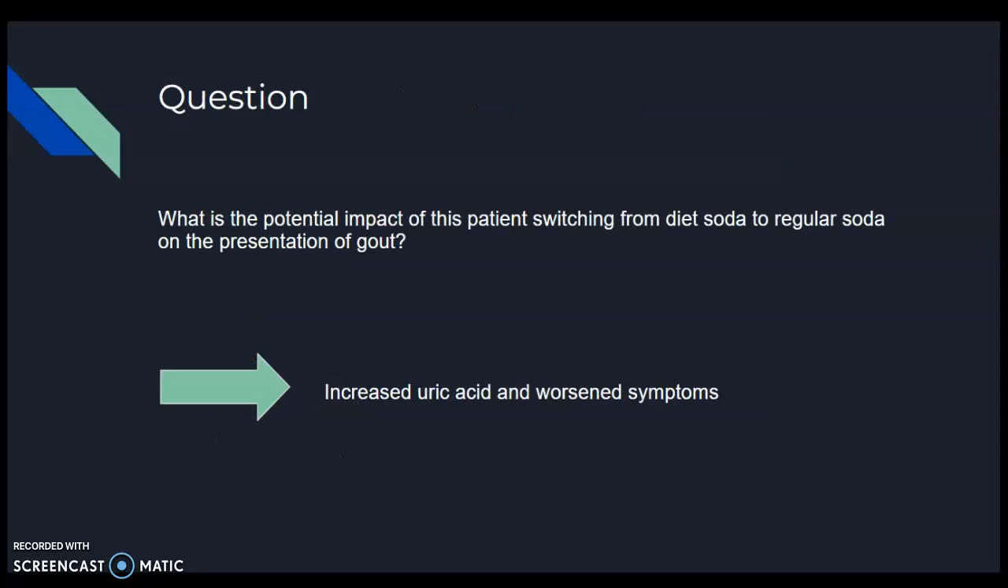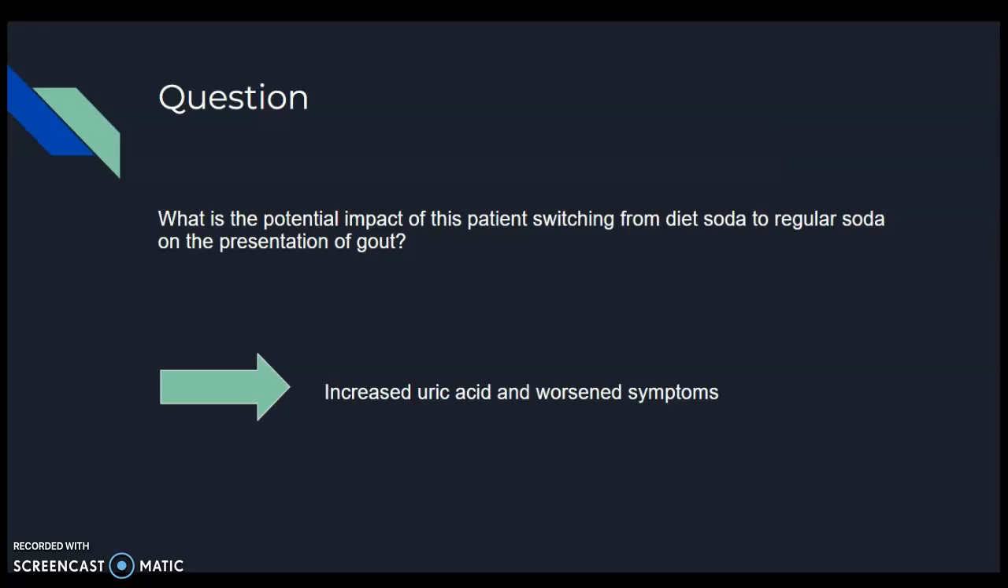And finally, we're told that he switched recently from diet soda to regular soda, and it asks us how this is going to basically affect his gout. So normally regular soda is made up of high fructose corn syrup, and our body metabolizes that type of sugar differently than other types of sugar. So we also see that there's this direct relationship between fructose and uric acid levels. So the higher the fructose intake, we're going to expect to see higher uric acid levels.